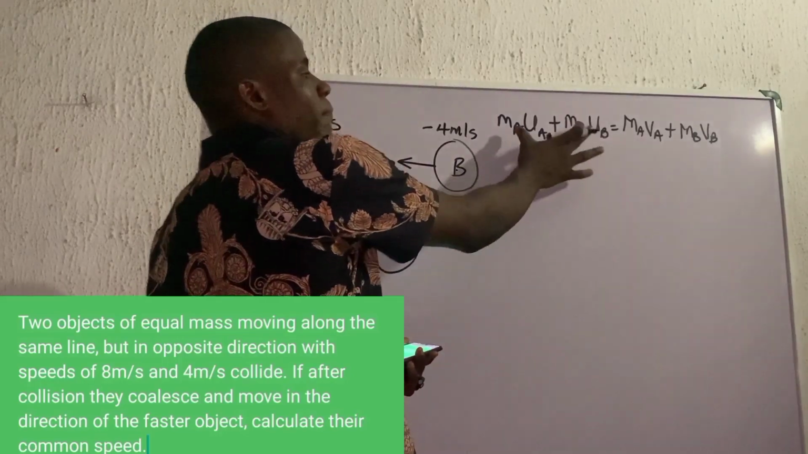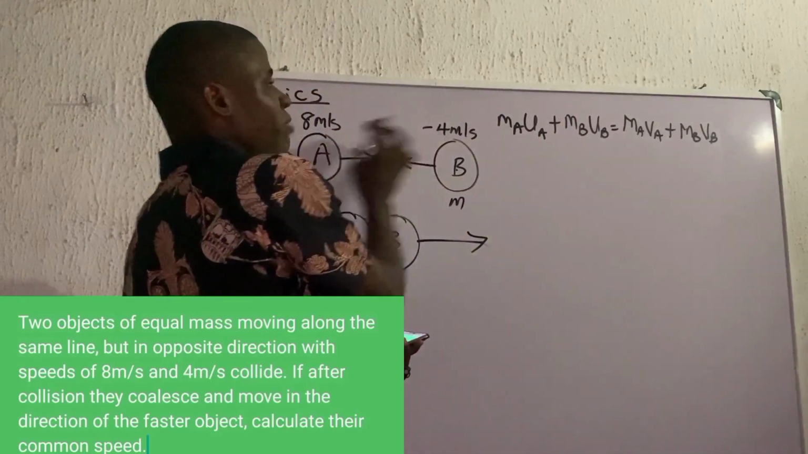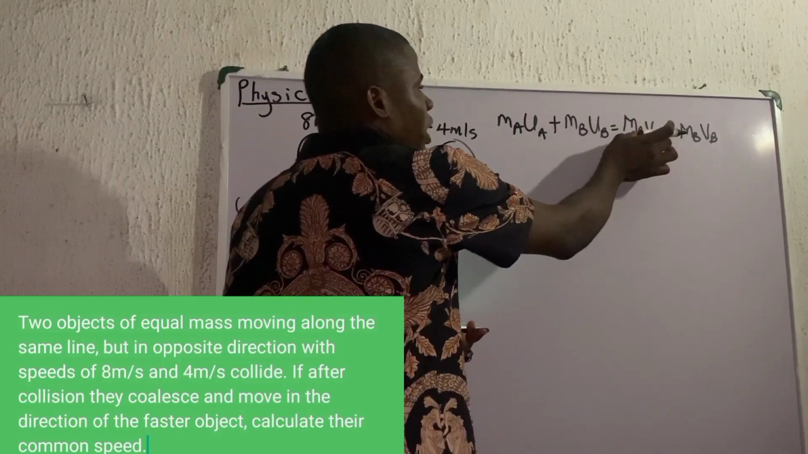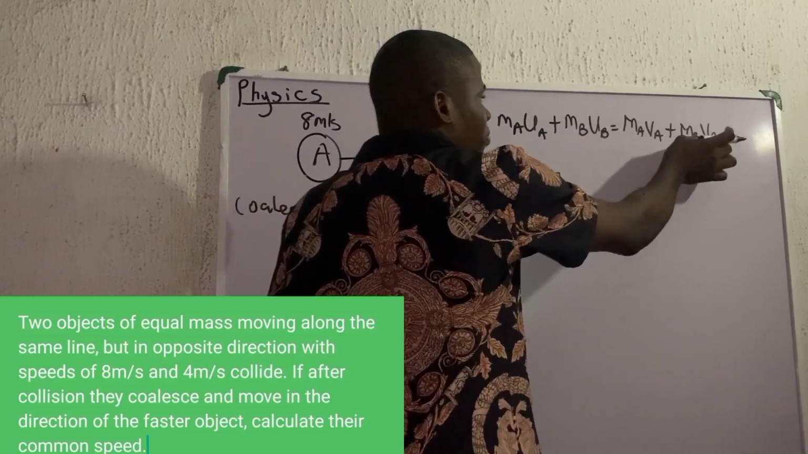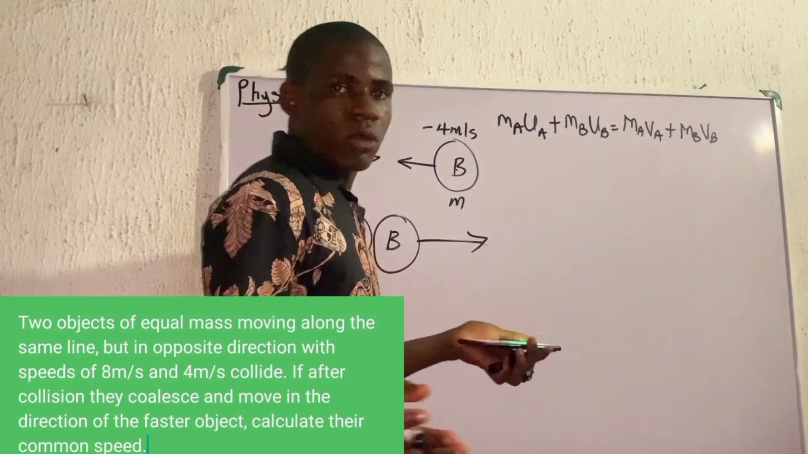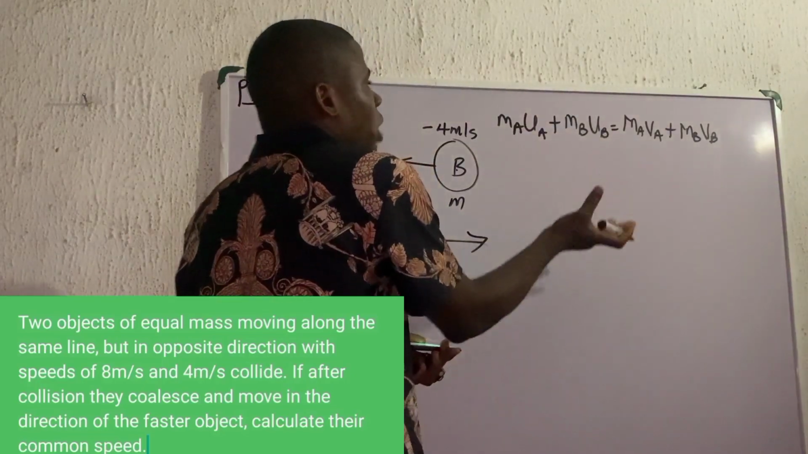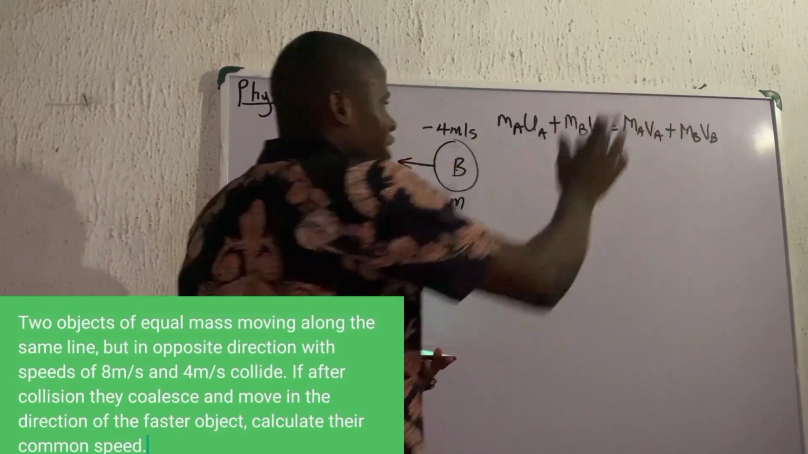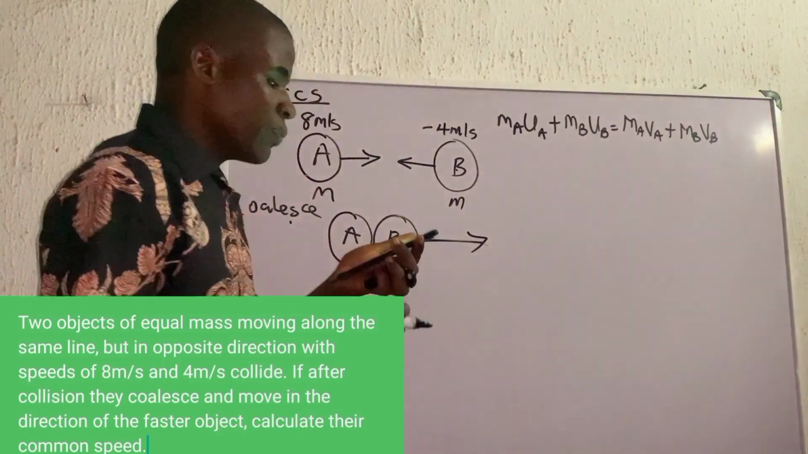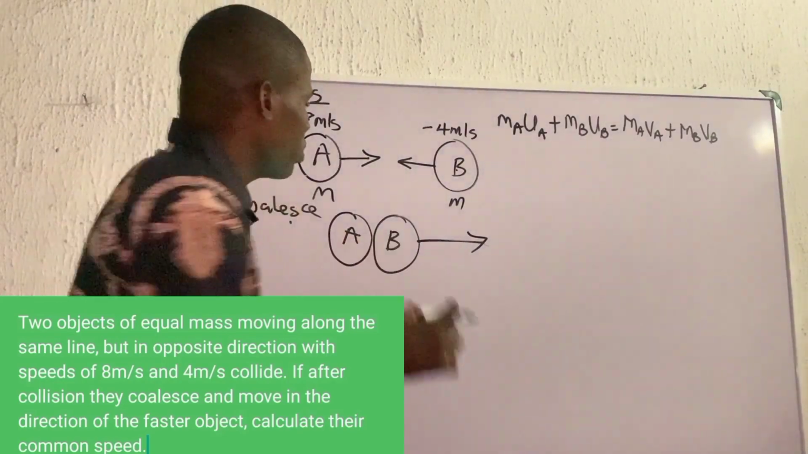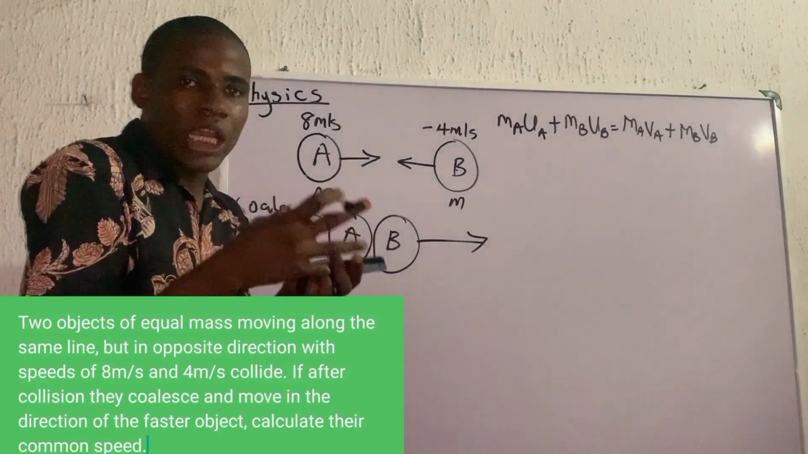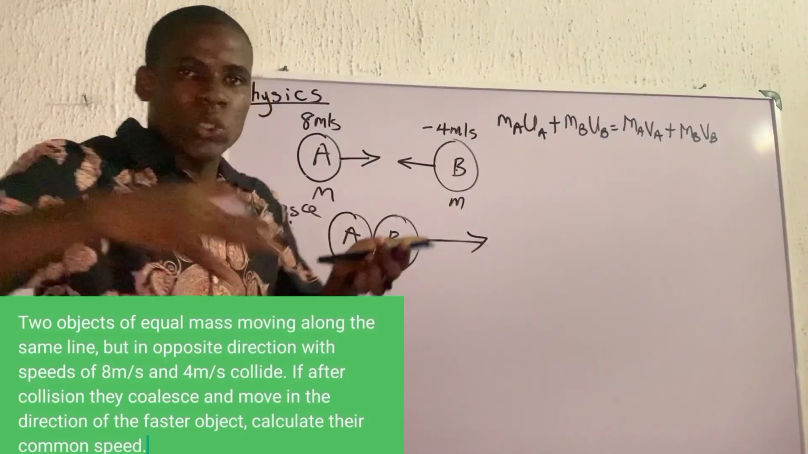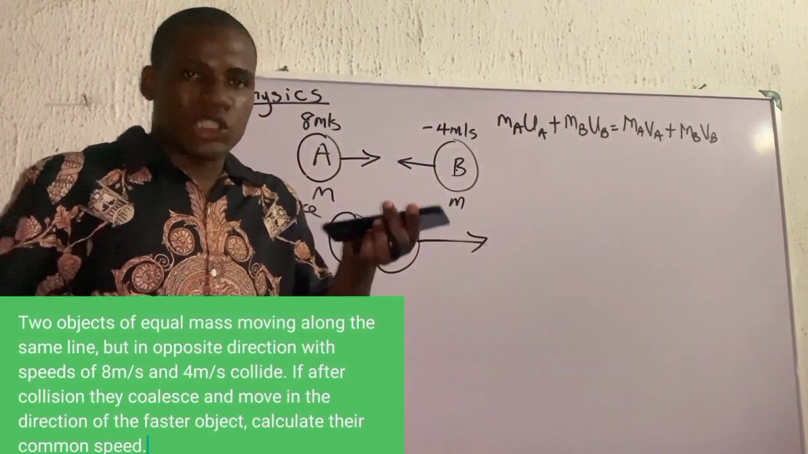This is the momentum of body A before collision, and this is the momentum of body B before collision, and this is the momentum of body A after collision, and this is the momentum of body B after collision, right? So conservation of linear momentum is in the form: total momentum before collision is equal to total momentum after collision, right? Now they're asking us to calculate their common speed. Remember that both objects stick together, right? Now they stick together moving in the direction of A, because A is the one with the higher velocity, with the higher speed.